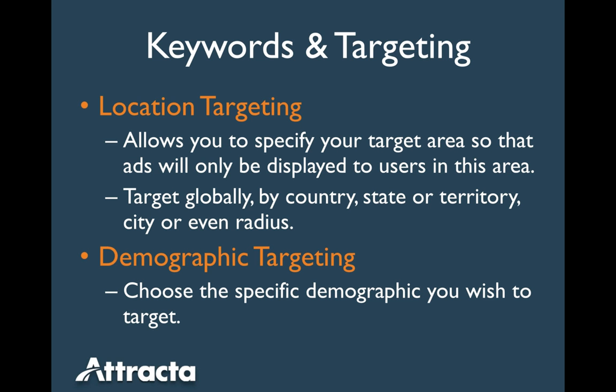So some different targeting you can do with an AdWords campaign. You can target by location. If you're a local business, obviously you don't want your ad shown to everybody. You just want it shown in your immediate area. So this allows you to target not only globally, but you could drill it down to country, state, territory, city, or even just a radius of mileage around your specific location.